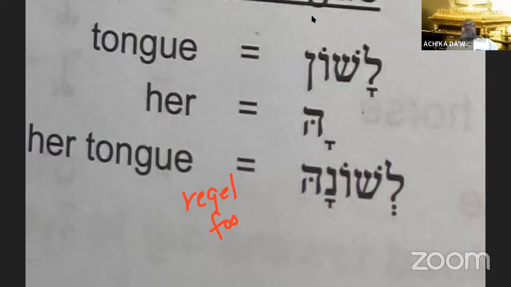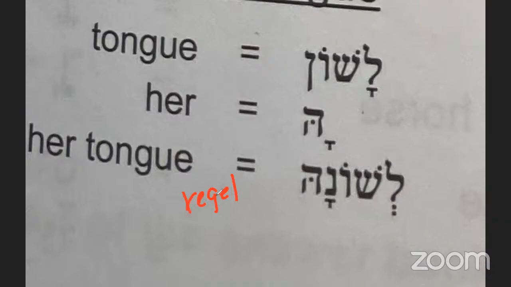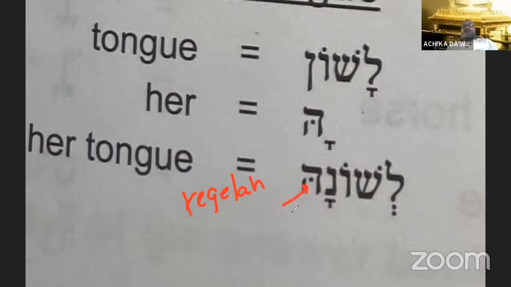Let's just stick with these for a minute. If I wanted it to be her foot, what would I put? Regale what? Regala. Regala, and it would have this dot and it'll let you know that it's her foot. Okay, because guess what? A foot can be male or female. You understand? A tongue can be male or female.